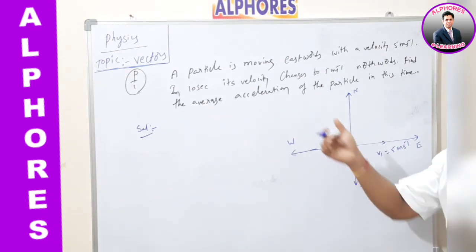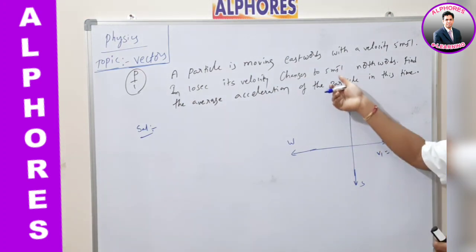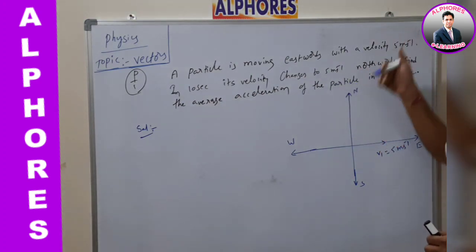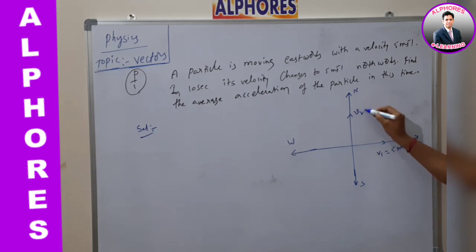After that, what happens? After some time, nothing but 10 seconds, its velocity changes to again 5 meter per second northward, not eastward. It is moving along northward. Let us say v2. This is the final velocity I am taking, 5 meter per second along northward.